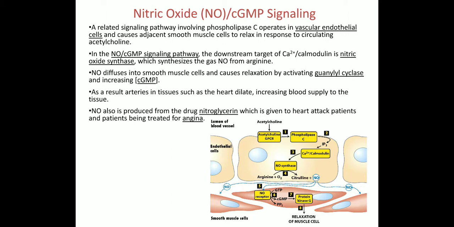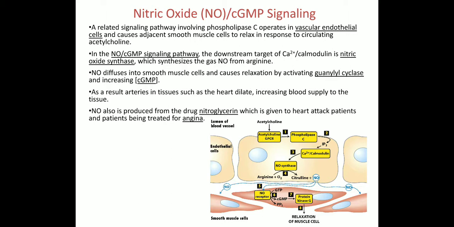This enzyme synthesizes the gas nitric oxide from arginine. Nitric oxide diffuses into the smooth muscle cells and causes relaxation by activating guanylyl cyclase and increasing cyclic GMP, which results in the dilation of the heart vessels, increasing the blood supply.